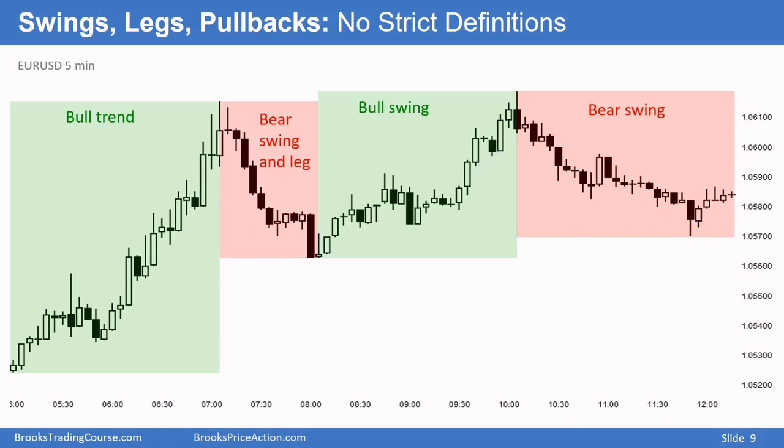And they subdivide. Within it, there are smaller legs. Here's a little bear leg in this bull swing. And it's also a pullback from this beginning bull trend. Just like we have a bull trend here, 4 or 5 bars up and then a pullback to a higher low, 50% retracement of the rally. This is a pullback in a bull trend. And this is a pullback in a bear trend. The trend continued down.